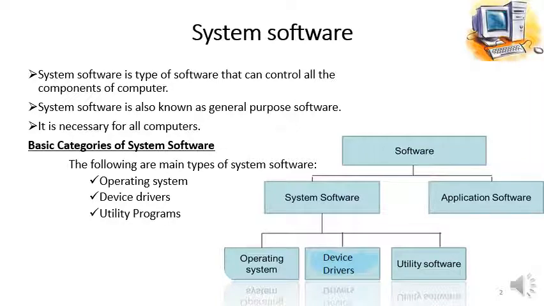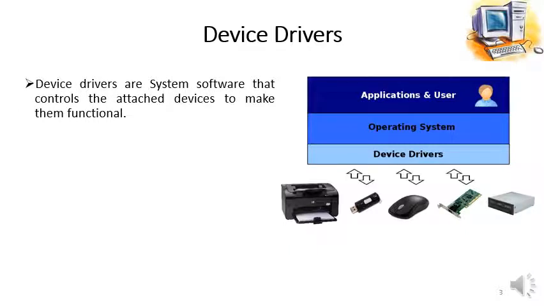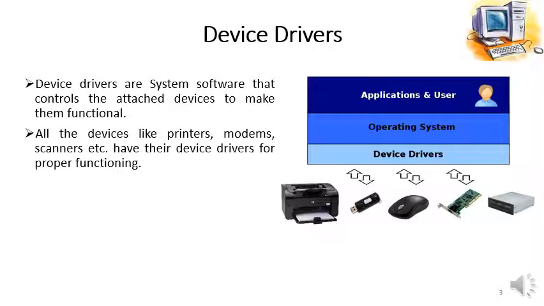In today's lesson we will talk about the device drivers and utility programs, which are also types of system software. So we will discuss the device drivers and utility programs in this lesson. First of all, device drivers. Device drivers are system software that controls the attached devices to make them functional. All the devices like printers, modems, scanners, etc. have their device drivers for proper functioning.